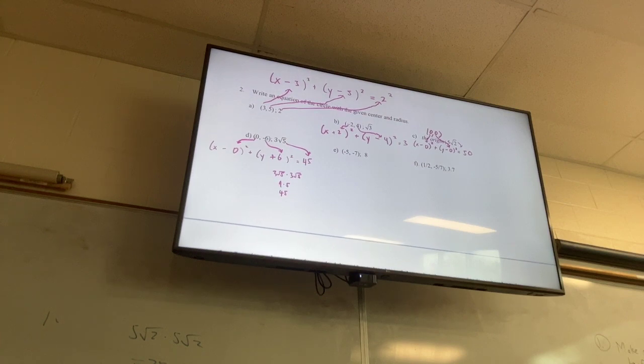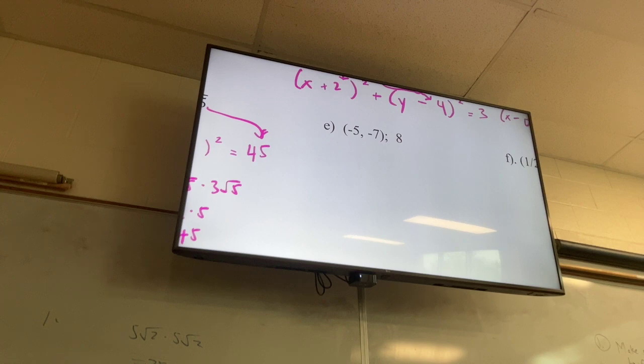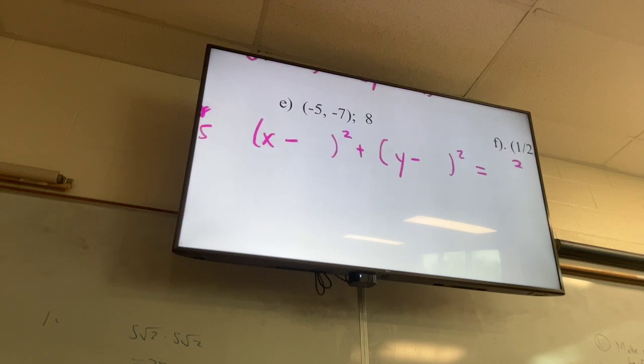Can I do part E? Alright, x minus something squared plus y minus something squared equals something squared. -5 copied in there. -7 copied in there. 8 copied over here.